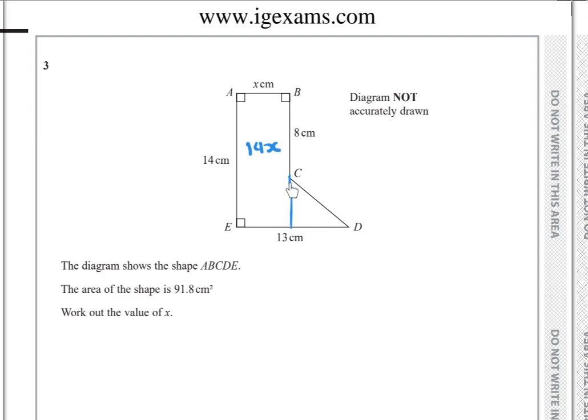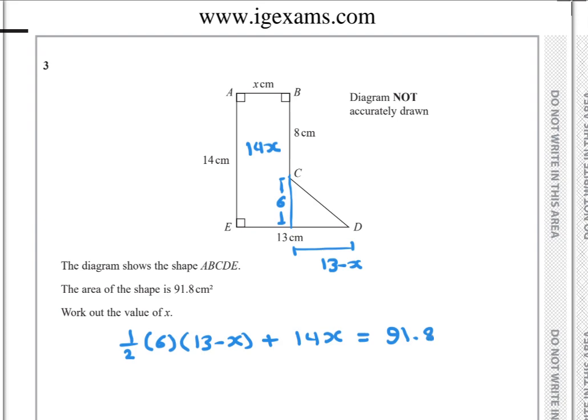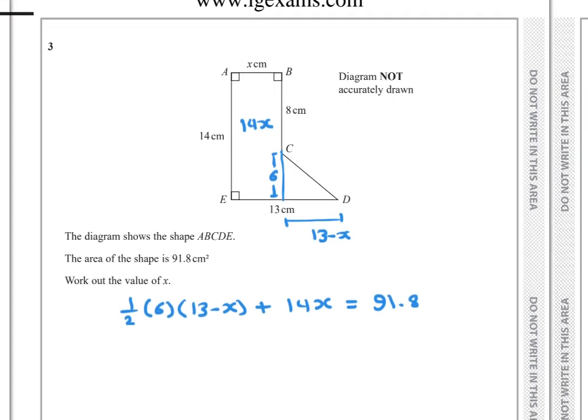For this triangle, if this is x, then this side is 13 minus x, and this side is 13 minus x. And for the height, 14 minus 8 equals 6. So the area of the triangle is half times 6 times 13 minus x. And the area of the rectangle is 14x. The whole area is 91.8. Now solve this equation for x.